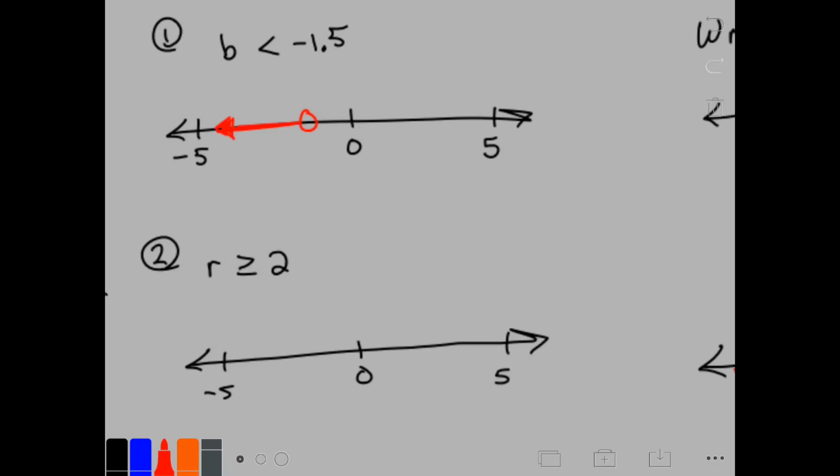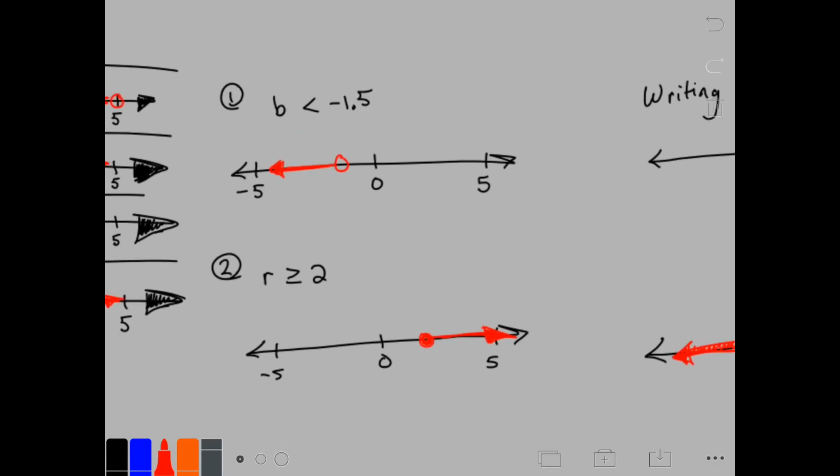How about R is greater than or equal to 2? Well, we're going to start at 2. It should be right about here. And it is equal to, so we're going to close that dot off. And greater than, all the numbers greater than 2 are to the right. So we are going to shade to the right. And that is it for graphing.